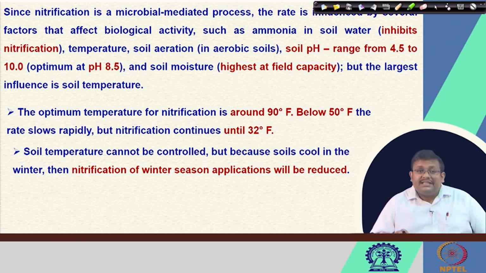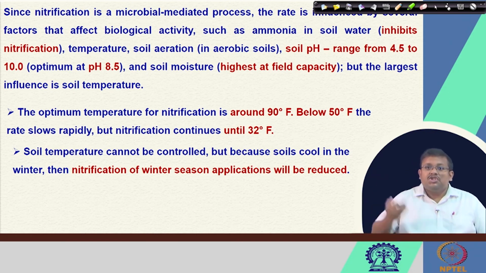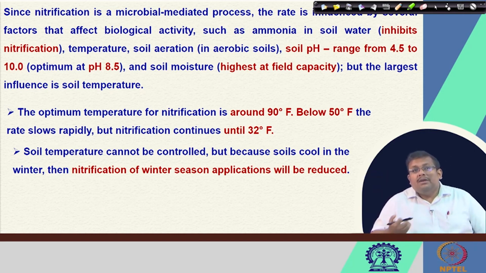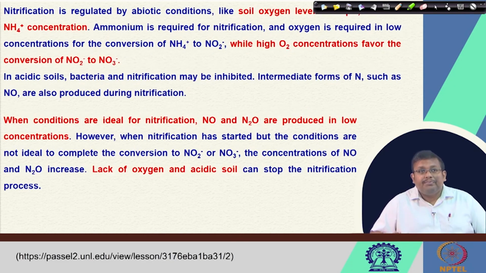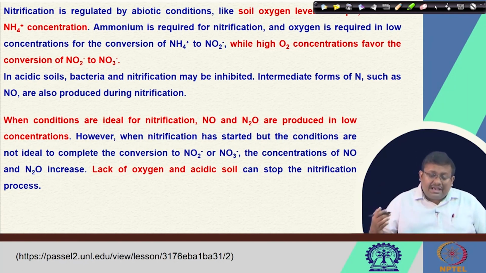Soil temperature cannot be controlled, but because soil cools in the winter, nitrification of winter season application will be reduced. So, basically the nitrification process slows down in the winter because soil becomes colder in winter. That is an implication of temperature in the nitrification process. And also nitrification is governed by soil oxygen level, because it is an oxidation process, and also the ammonium concentration.